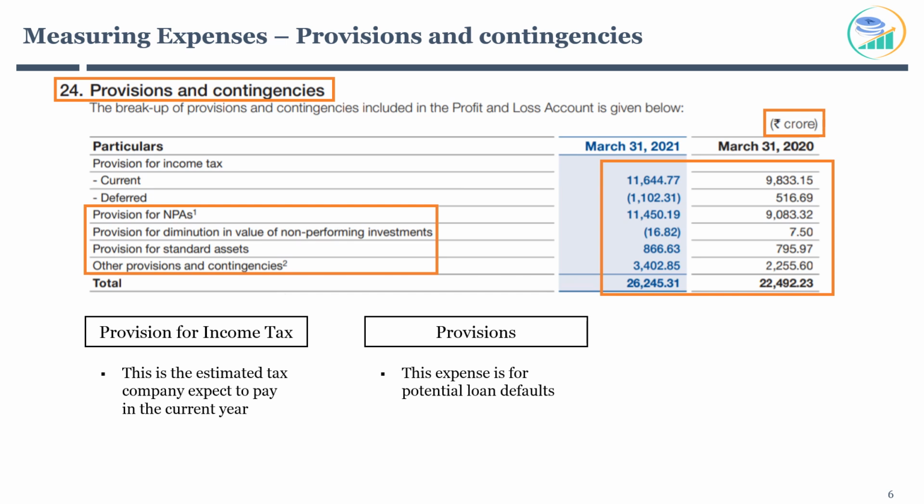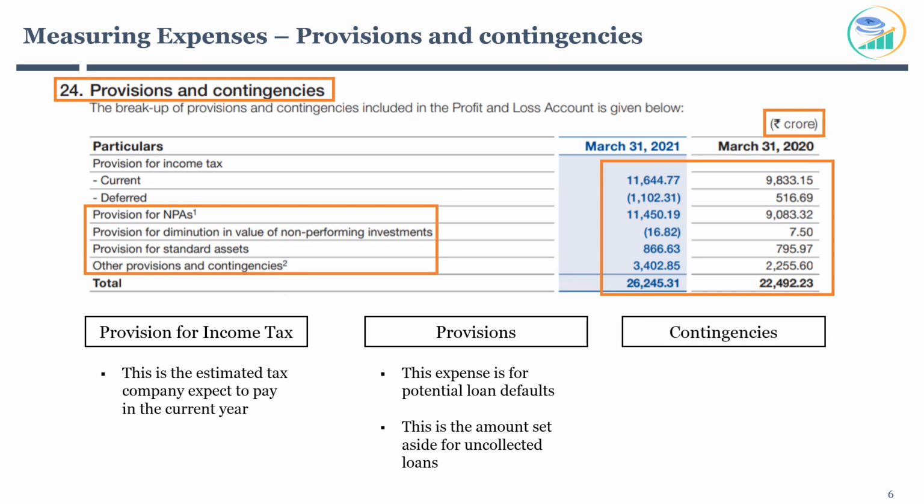Please note, this is a very important expense to review when you analyze a bank for investing. The provision refers to the amount set aside for uncollected loans. The next line is contingencies. Managing risk is very important in banking. Banks set aside some funds for various reasons like loan loss that might happen in future. Provision and contingency expenses are evaluated as per guidelines provided by RBI.